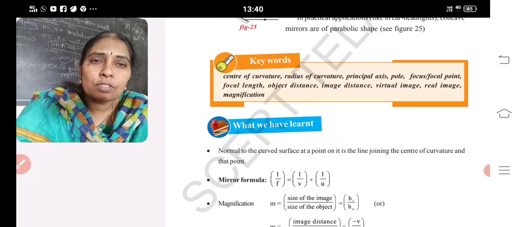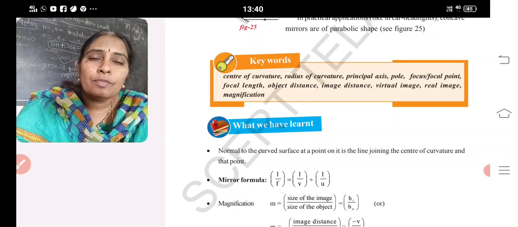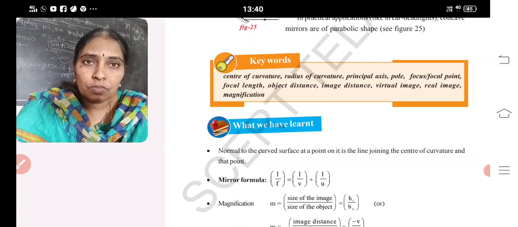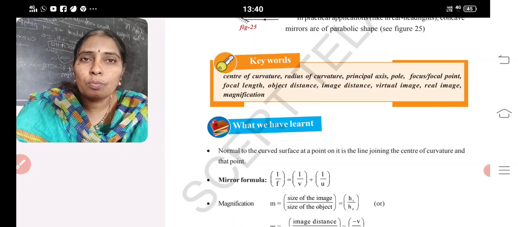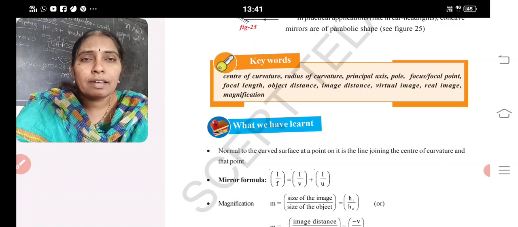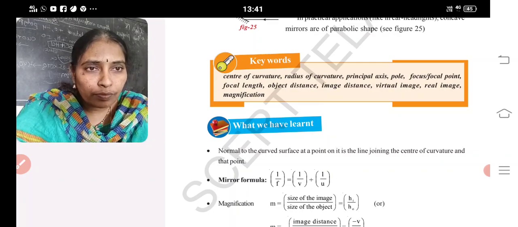What are the important points to be discussed? Concept. First is the focal point, that activity 1 is most important. How will you find the focal point? Place a concave mirror towards the sun such that the parallel rays strike the mirror, and all the reflected rays converge at a point, which is said to be the focal point or focus. The distance from the principal axis to the focal point is said to be the focal length, and the relation between focal length and radius of curvature is R equals 2f.